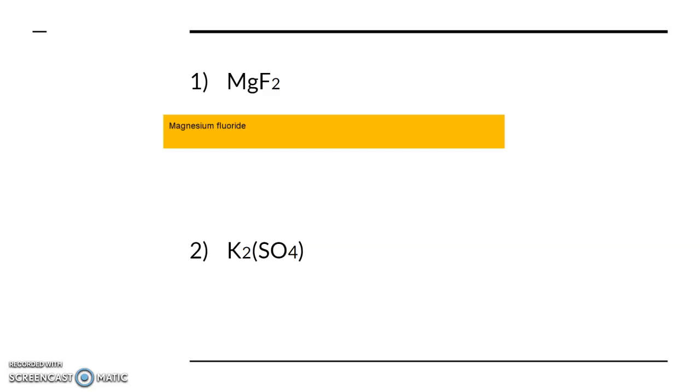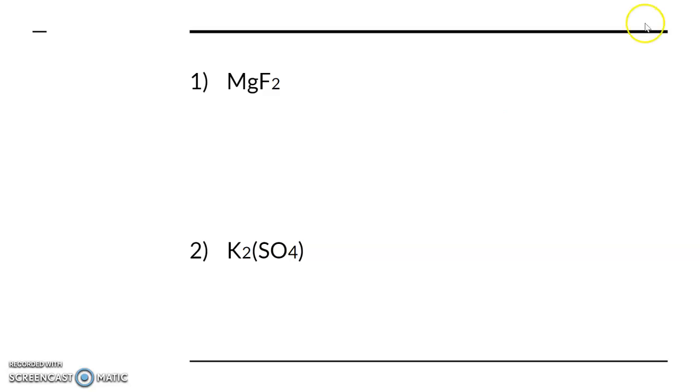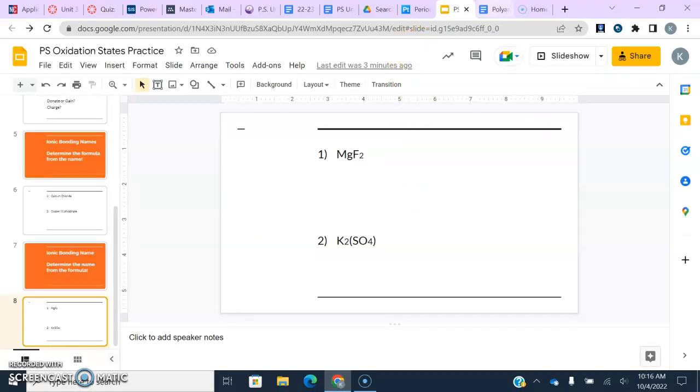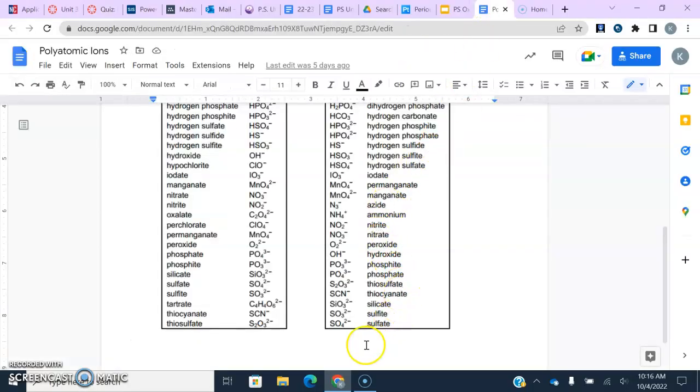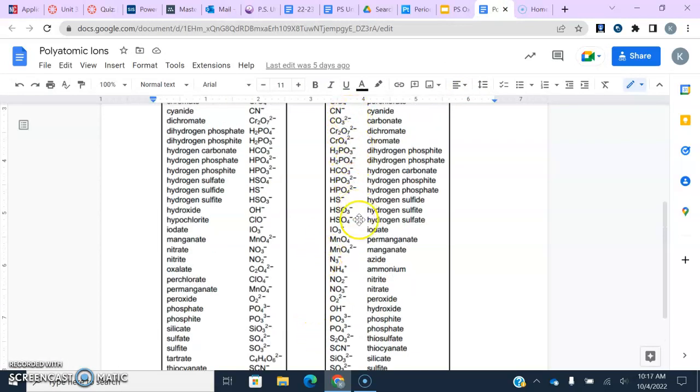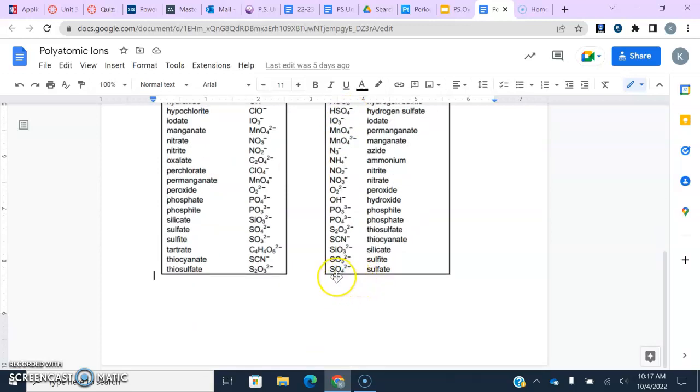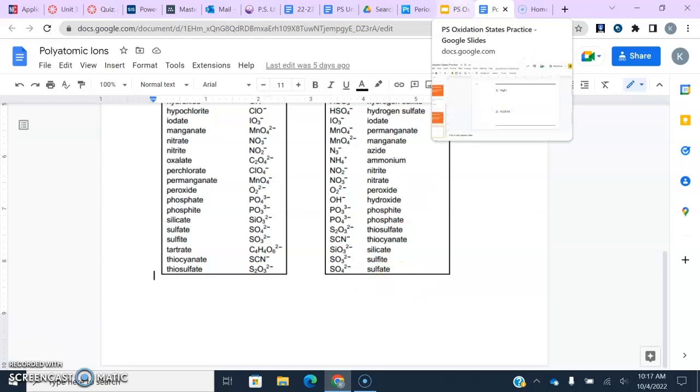So for my naming, I'm going to have to go to my polyatomic chart, which you guys have all been gifted. And remember, it was SO4, which is what we're looking for. So here you're just going to look for the polyatomic, and SO4, the name of SO4 is sulfate. Okay, so sulfate is going to be the second part of that naming.